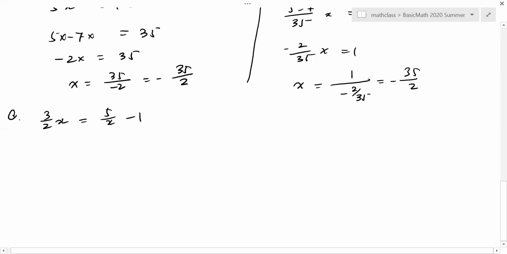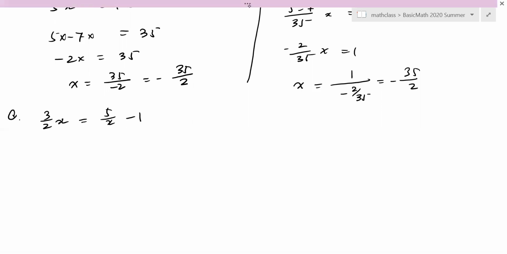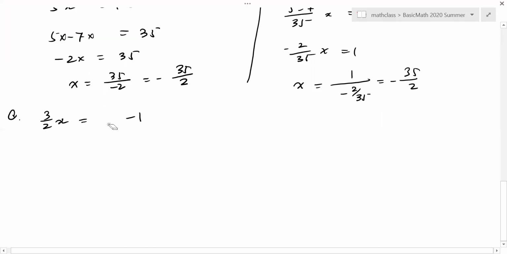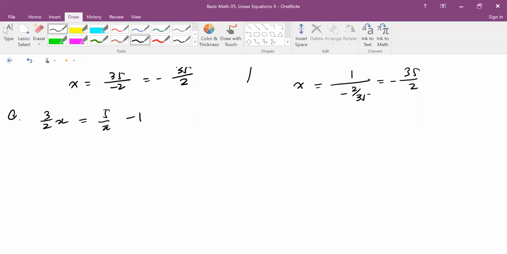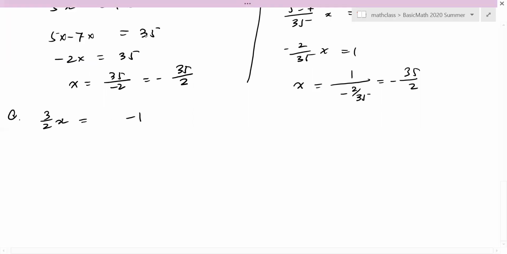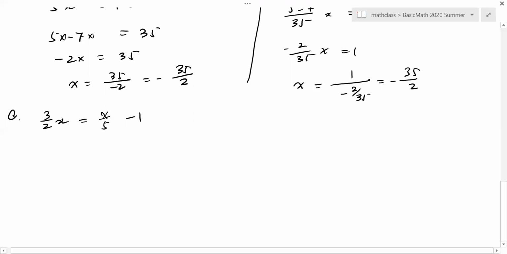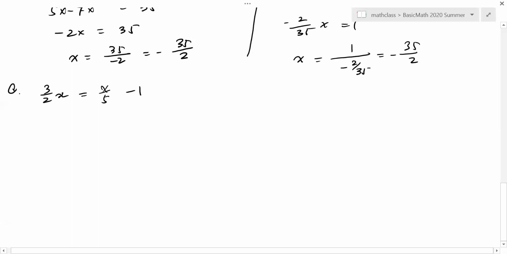Oh, sorry, x over 5, not 5, right? I'm stupid. X over 5, not 5. Otherwise, it's more complicated. You cannot solve it. What I'm saying is, it's just x over 5. It's an x over 5. Yeah, x over 5 is just 1/5 times x.